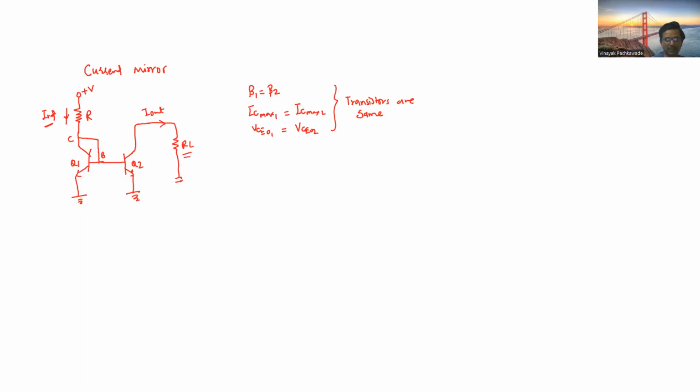So we just saw in the previous module that my I reference is equal to I out, it was 1 plus 2 over beta. So if the beta is very, very large, I reference and I out can be made equal, right? So that's how I am making a copy. But I want to make you understand something.